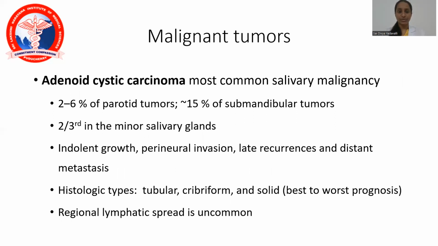Coming to adenoid cystic carcinoma, it is the most common salivary malignancy overall. 2 to 6% of parotid tumors and up to 15% of submandibular tumors are adenoid cystic carcinoma. Two-thirds occur in the minor salivary glands. They have an indolent growth, but they're peculiar in that they have perineural invasion. They have late recurrences and distant metastasis. There are various histological types: tubular, cribriform, and solid. The histological type decides the prognosis, with tubular having the best prognosis and solid having the worst. Regional lymphatic spread in these tumors is uncommon.